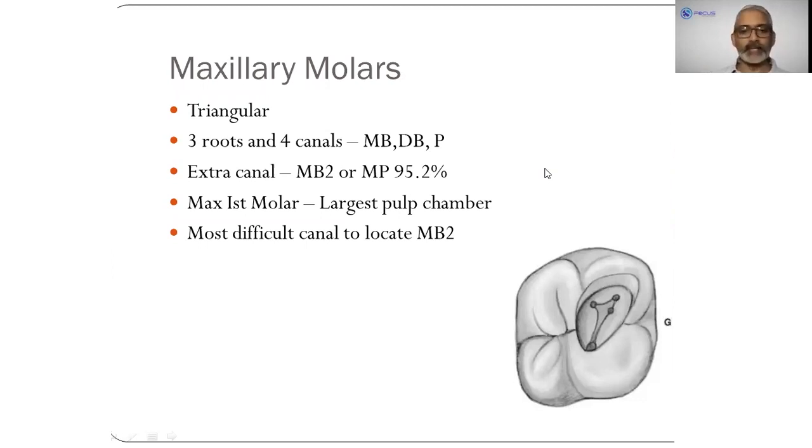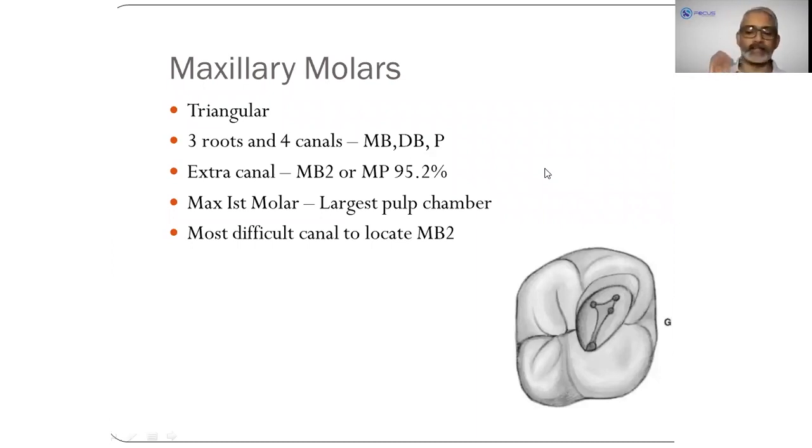Unfortunately, MB2 is seen in 95.2% of all maxillary molars. That means that you have to search for it. Okay. And the largest canal in the case of a maxillary molar is your palatal canal. Palatal canal is the largest root and the largest canal in the case of a maxillary molar. And the tooth which has the maximum volume of pulp, that is also your maxillary molar. That means that your maxillary molar is a headache for everyone, not only for the patient but also for the clinician. So remember these things.